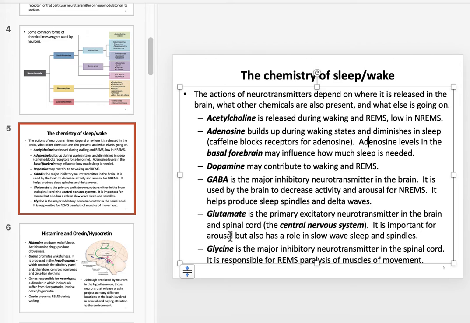Glycine is a major inhibitory neurotransmitter in the spinal cord itself, and it looks to be responsible for keeping us from acting out our dreams. So it causes muscle paralysis during REM sleep.